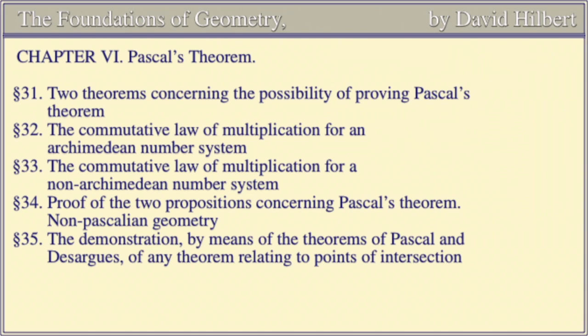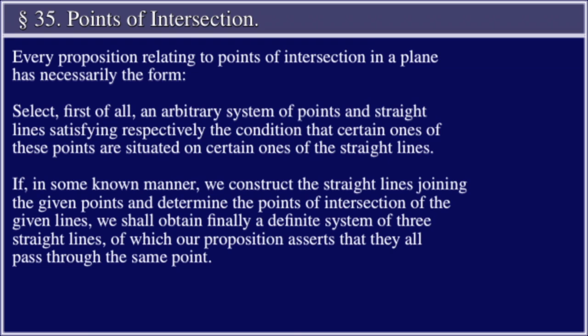Chapter 6, Pascal's Theorem. Section 35, the demonstration by means of the theorems of Pascal and Desargues of any theorem relating to points of intersection. Every proposition relating to points of intersection in a plane has necessarily the form: select, first of all, an arbitrary system of points and straight lines satisfying respectively the conditions that certain ones of these points are situated on certain ones of the straight lines.